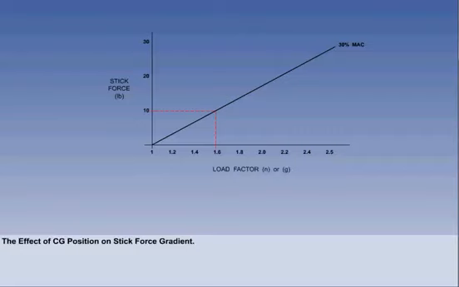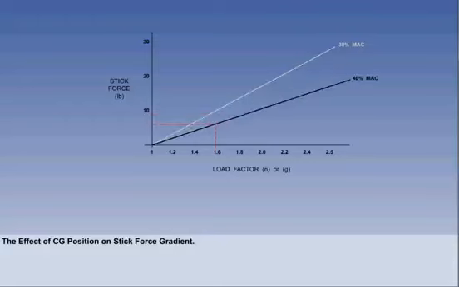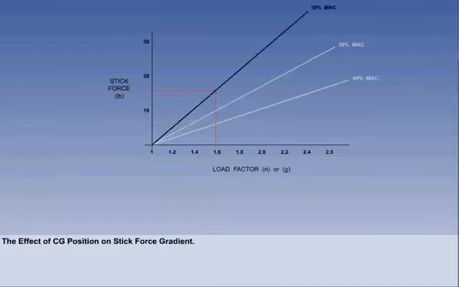Let's now consider the effect of various CG positions on the stick force gradient, starting with the CG at 30% MAC. With the CG further aft at 40% MAC, the stick force gradient is reduced, in that, for the same load factor, the stick force is reduced. With the CG forward at 10% MAC, the stick force gradient is increased. For the same load factor, the stick force is higher.